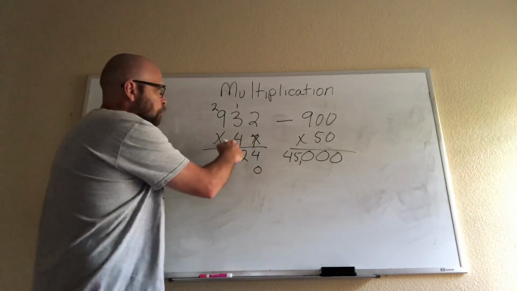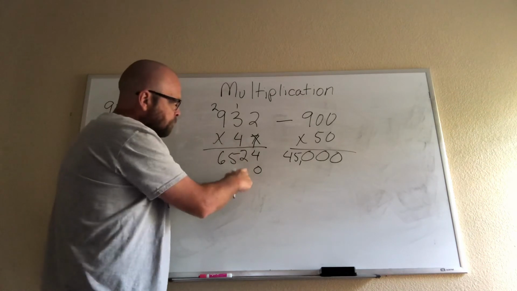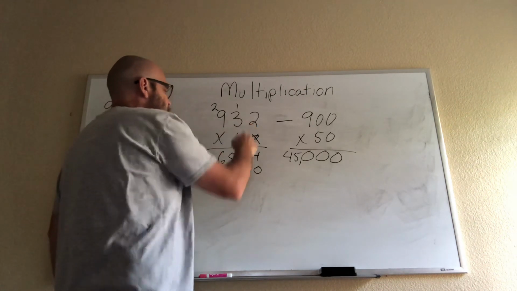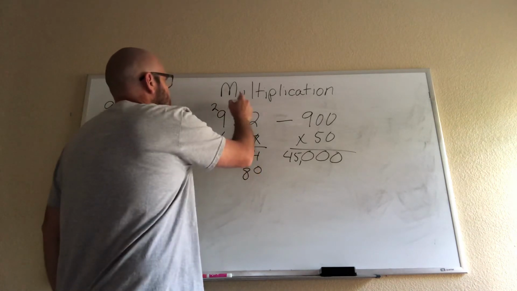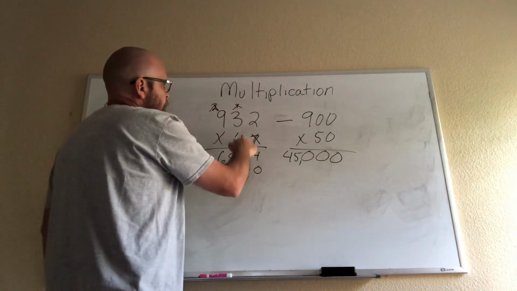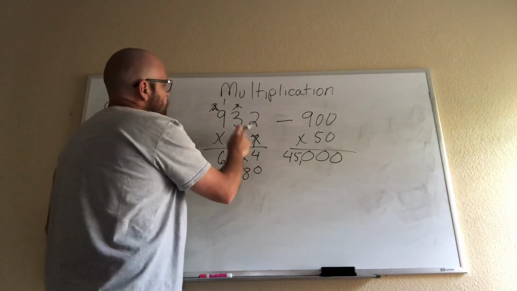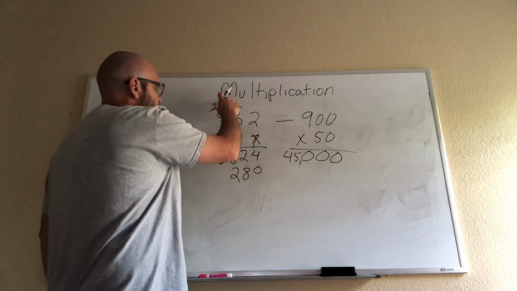So now I go my 4, because I'm in my tens place. My first number has to be put in my tens place. 4 times 2 is 8. I'm done with these. 4 times 3 is 12, and I carry the 1. 4 times 9 is 36, plus 1 is 37.